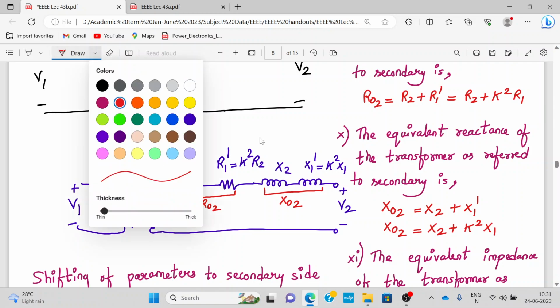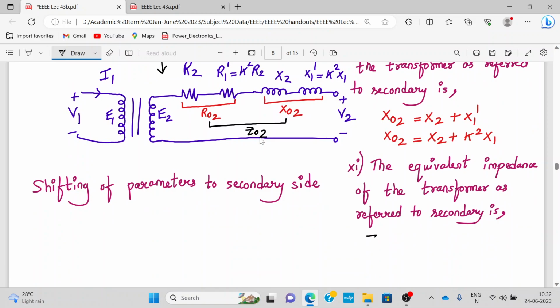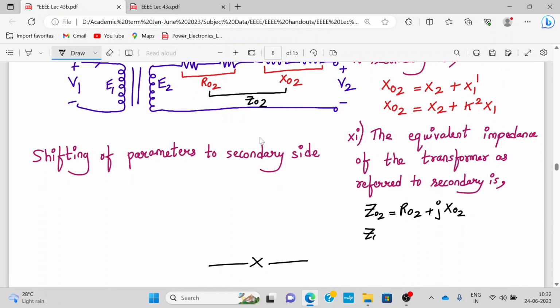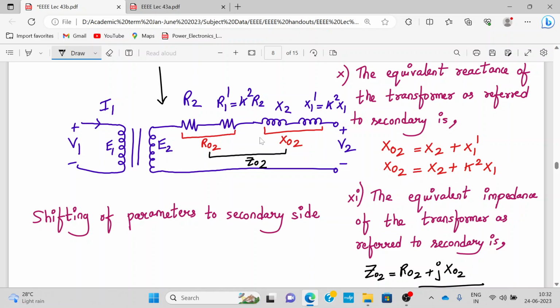Alright, and when we combine these two, RO2 and XO2, we get the impedance ZO2. So the equivalent impedance of the transformer ZO2 will be given as RO2 plus j XO2. Now this is in the rectangular form. If I want to write the magnitude of ZO2, it is given by ZO2 equals square root of RO2 square plus XO2 square. So that is how we write the various formulas, and this is about shifting of parameters to the secondary side considering the winding resistance and the leakage reactance. I hope this topic is clear to you.